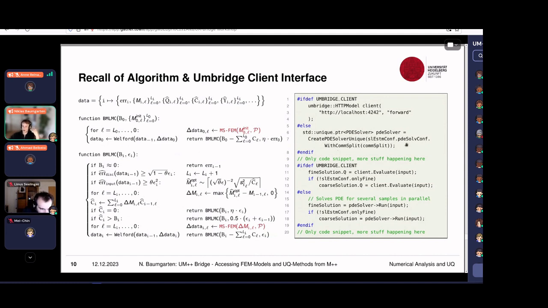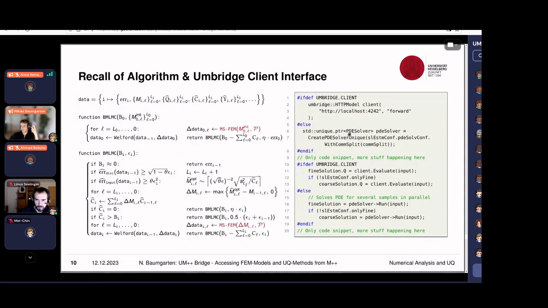And when I compile it without Umbridge, I basically use this class here, PDE solver. This PDE solver is responsible for solving for multiple samples at once. That's why you see here this COM_split. This COM_split is basically the lower k from the multi-sample finite element method, that's this natural number k. And if I compile the code without Umbridge, I'm just going to run into this. And if I compile it with Umbridge, I'm setting up this Umbridge client.